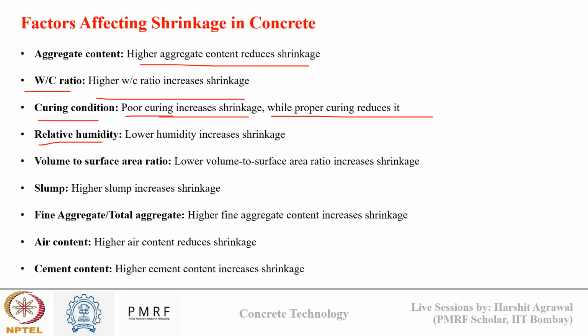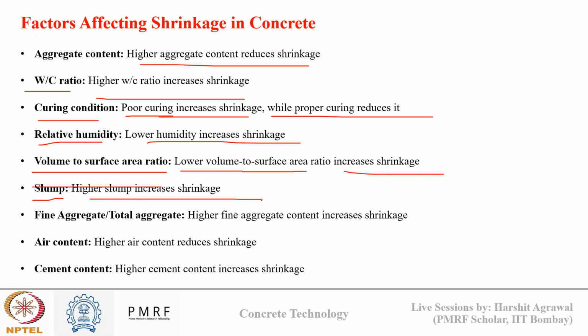Relative humidity, as we have seen, in dry condition moisture evaporates faster from concrete, so it will cause higher shrinkage. So lower humidity increases the shrinkage. Volume to surface area, so again similar to creep, if the surface area is more, the chances of water evaporation from concrete will be more, so a lower volume to surface area ratio increases the shrinkage. Slump. Higher slump means more water has been used in concreting, so if more water is used in concreting, then there will be more shrinkage.